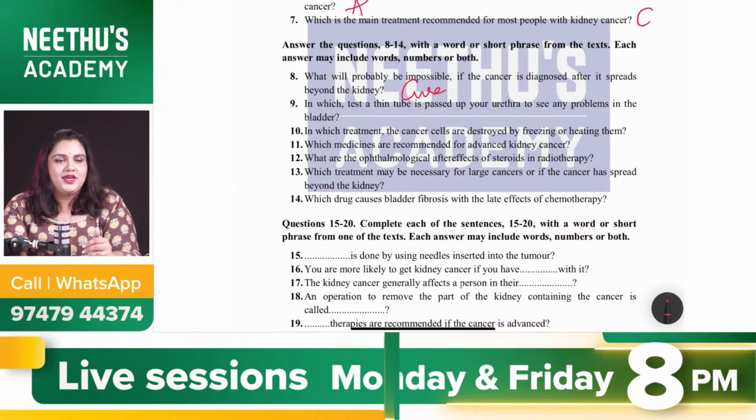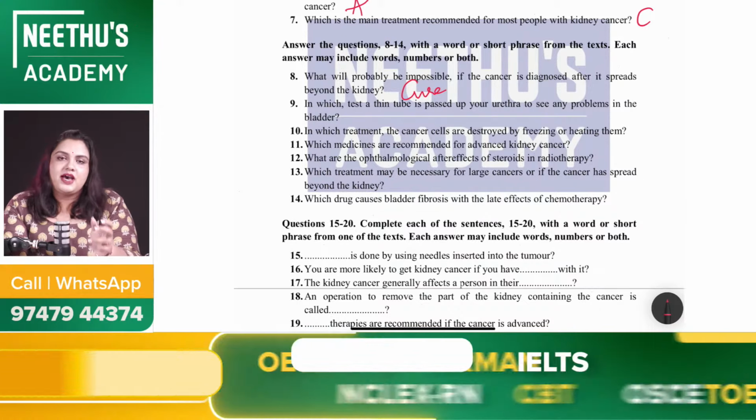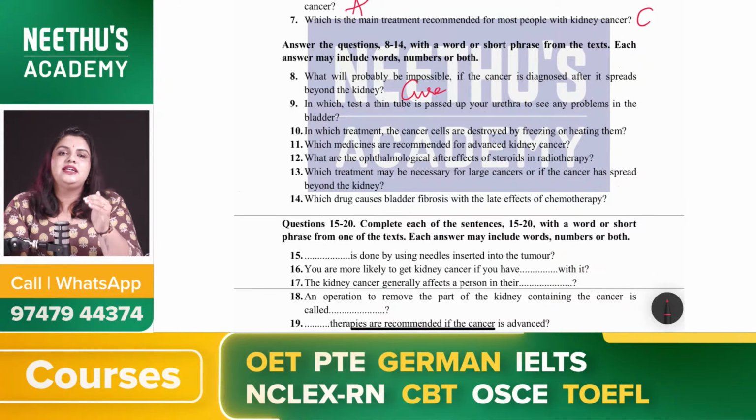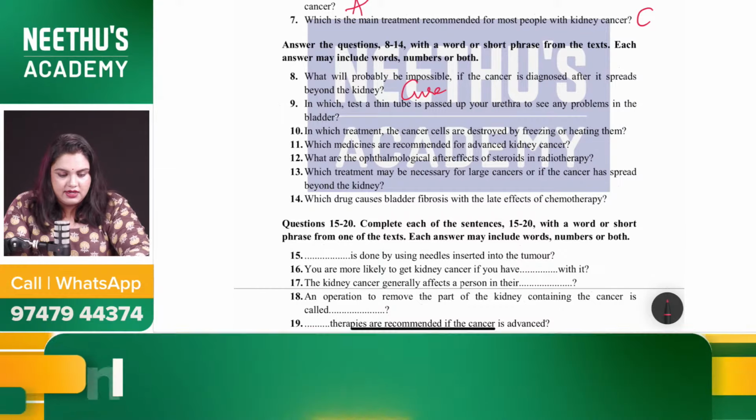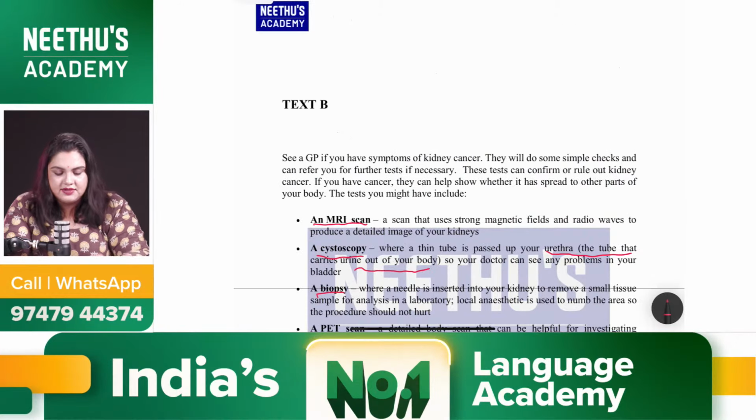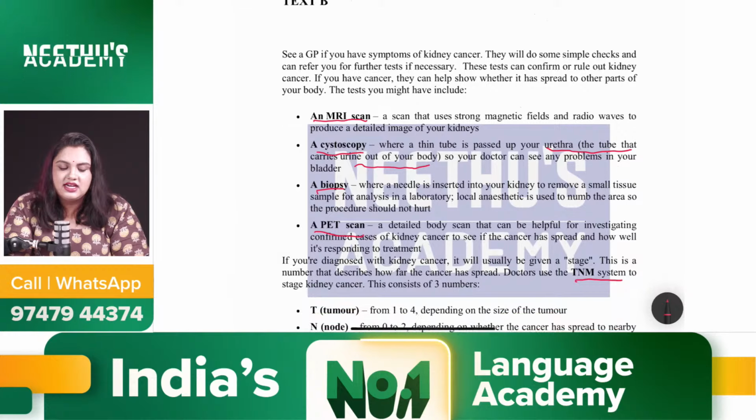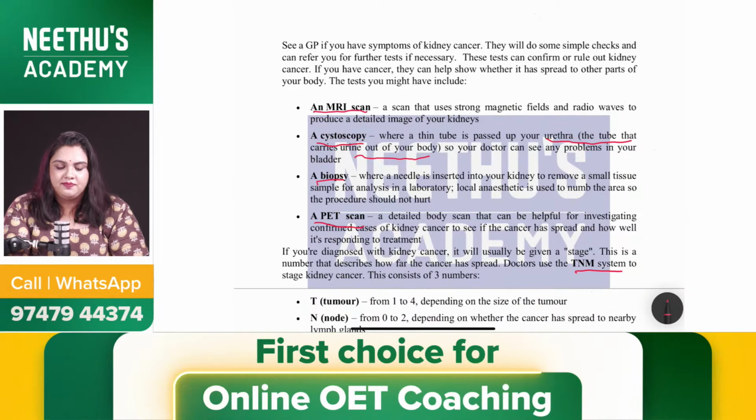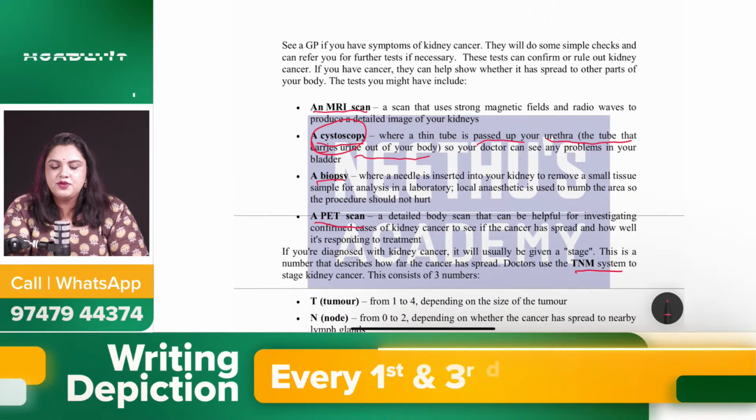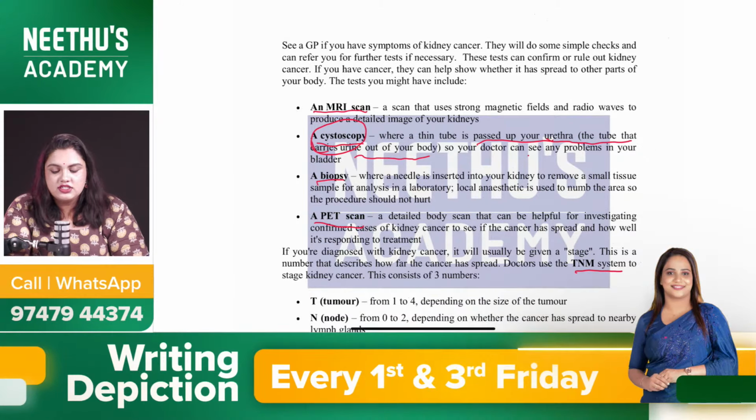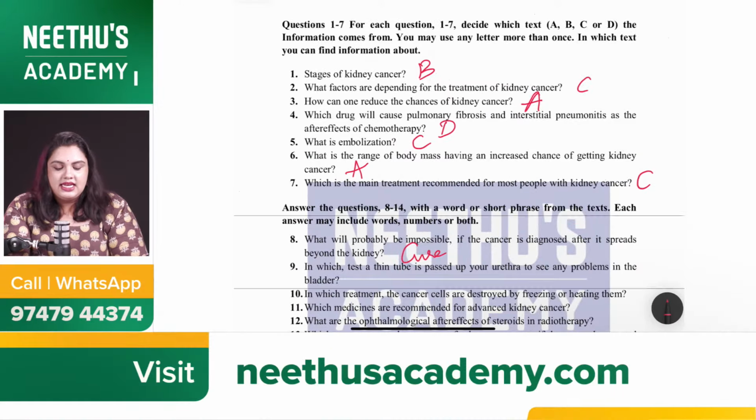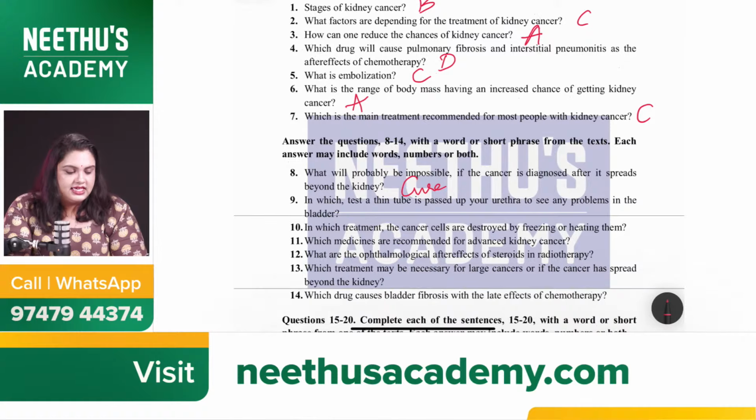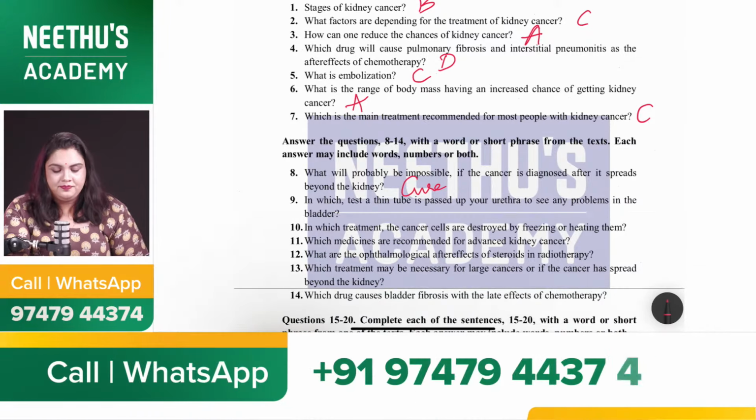Okay, coming back to question number 9. Thin tube passed through your urethra. This test, we discuss in Text B. So, the answer is cystoscopy. Cystoscopy, where a thin tube is passed up your urethra so that a doctor can see any problems in your bladder. So, the answer to question number 9 is cystoscopy. Yes, Megha, the answer is cystoscopy.